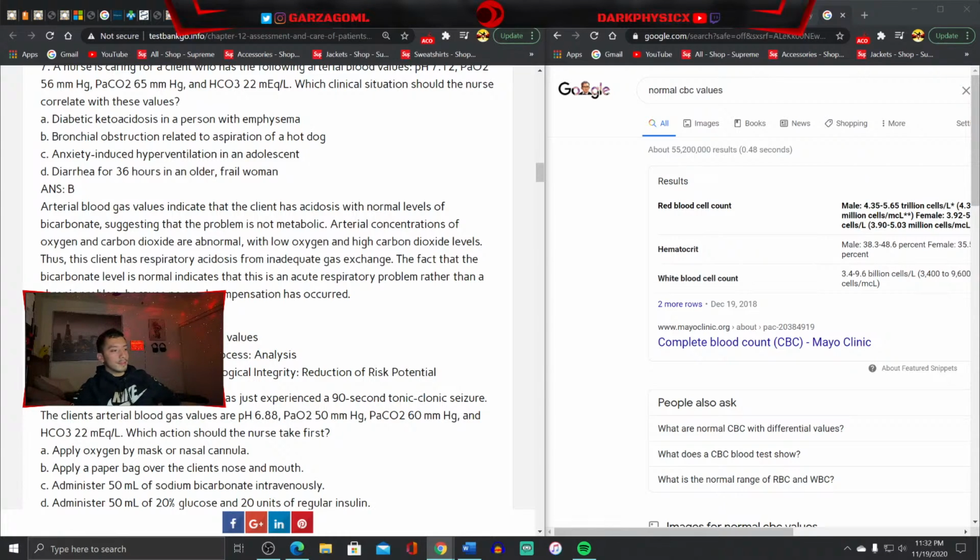But then metabolic acidosis has to do with seizures mostly. Let's continue. Apply oxygen, most likely, because that oxygen is very low, that pH is very low. Apply a paper bag, hell no. No way. Too much CO2. Administer 50 milliliters of sodium bicarb intravenously. That might be an actual thing. I'm not sure about the dose, but I do know if a patient's pH is under 7.25, you want to give bicarb intravenously.